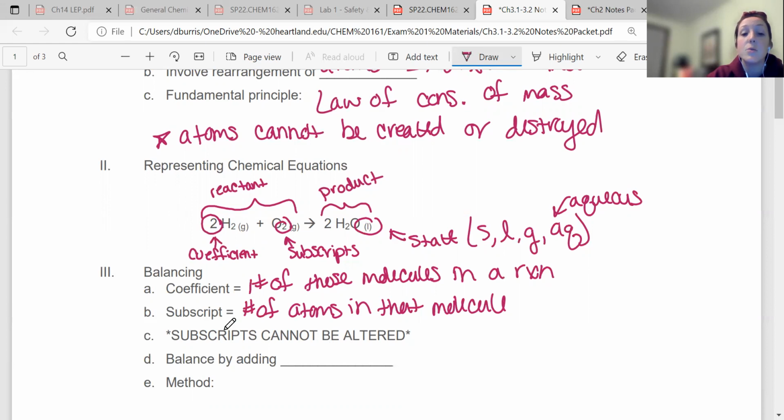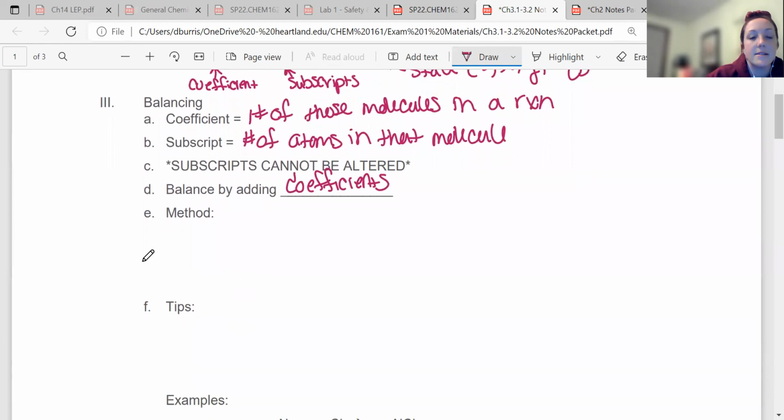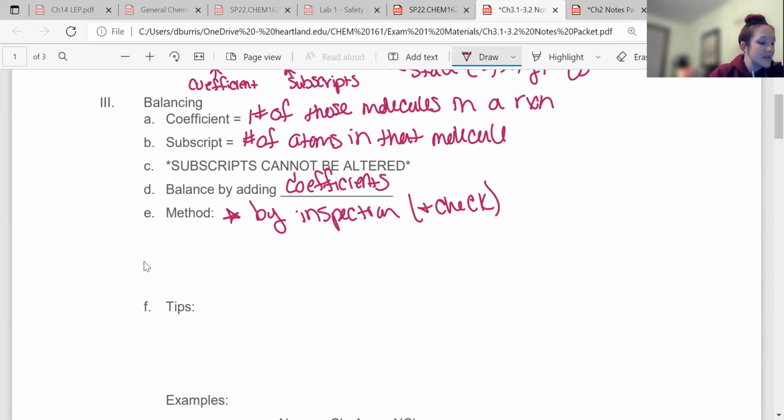So when you are balancing, don't change the subscripts. The subscripts are based on the names. They're based on balancing those charges that we talked about in the last unit. So don't change the subscripts when you're balancing. You're going to balance by adding or changing coefficients. There's a method to the madness. Unfortunately, most people like to say it's kind of a guess and check. Essentially, you're figuring it out by inspection and then checking it and checking it. So double check that all of your atoms add up on one side and the other side.